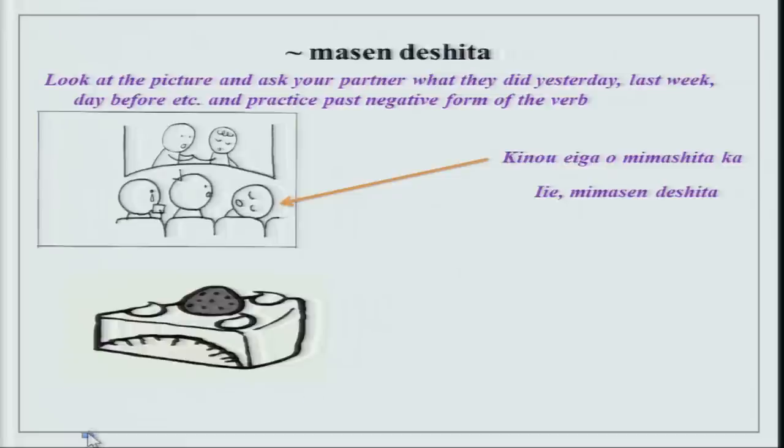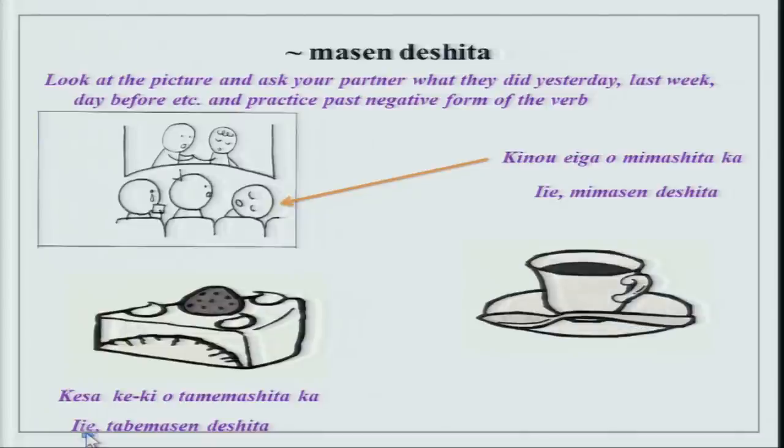Now, this is a cake. Keiki o tabemashita ka? Kesa, today morning. Keiki o tabemashita ka? Iie tabemasen deshita. Because it's still here, so tabemasen deshita. And then we have this cup of tea, it's full. So, well, kino kohi o nomimashita ka? Iie nomimasen deshita. So, this is how you would use negative past with senshu, sengetsu, kyonen. With these words, you would use past and past negative.